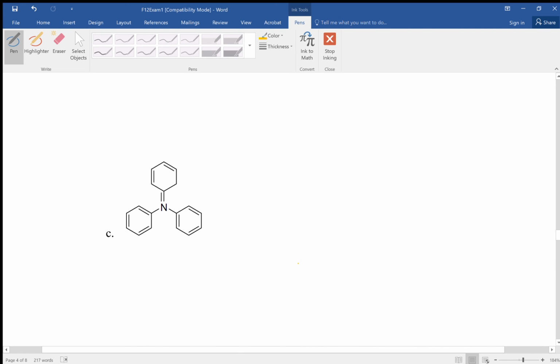Finally, part C is very similar to part A. Nitrogen here has 4 bonds. We know that nitrogen only wants 3, so we've got too many bonds to nitrogen. Similar to part A, we could either put a positive charge on the nitrogen or we can remove one of the bonds to nitrogen.